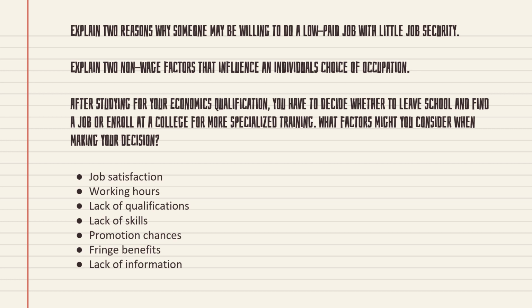Second factor is working hours. Among the non-wage factors, what is the most important non-wage factor? Working hours. Someone is willing to accept a low-paid job if the working hours are very less. Then in the second question, they are asking for any two non-wage factors that influence individual job choice of occupation. In that case also you can say that working hours is another factor.